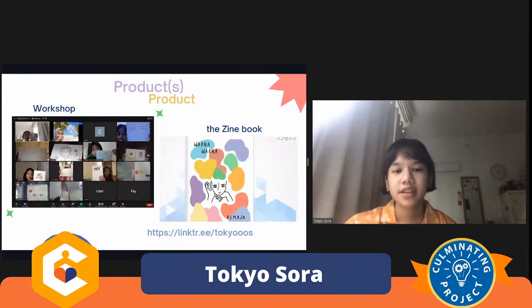That all comes into actually 2 products. So aside from the zine book, I also made a workshop where I invite middle school and high school students to express themselves or their current state and feelings through art. This was more of a therapeutic and stress relief session. And then the main product, of course, was the zine book that I've mentioned multiple times.